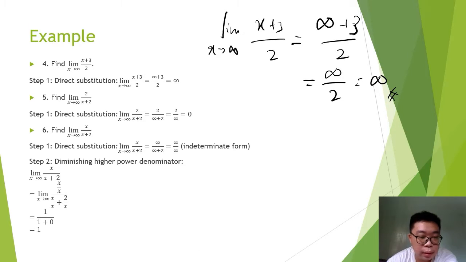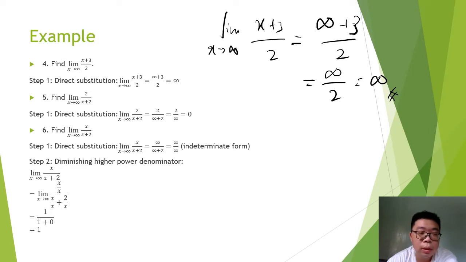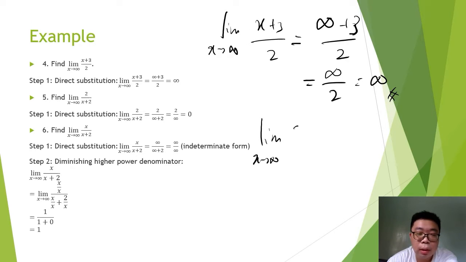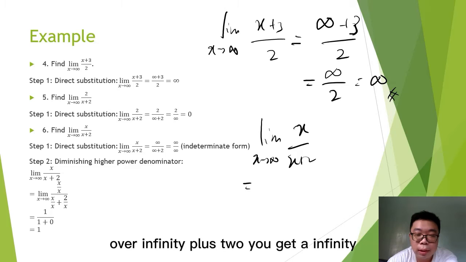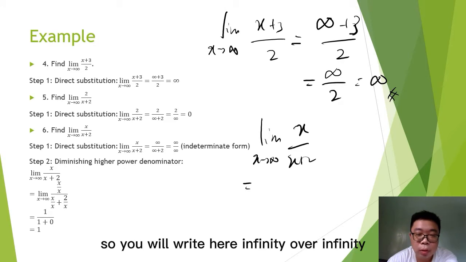Okay, number 6, you want to find the limit as x approaches infinity of x / (x + 2). The first step, you write here the limit as x approaches infinity of x / (x + 2). When you try to substitute infinity here, you get infinity over infinity plus 2, you get infinity, small number plus a big number. So you will write here infinity over infinity.